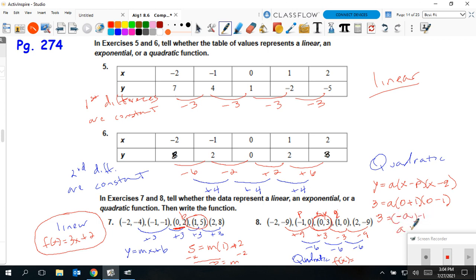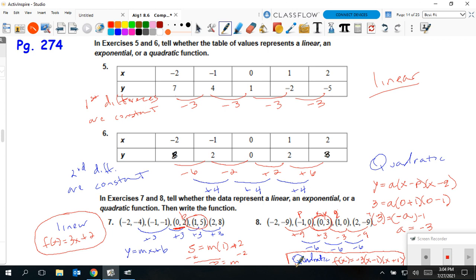That leaves you now with a is equal to, multiplying this by negative 1, it gives you negative 3. So our a is negative 3, so we start off with that, negative 3 times x minus 1 and x plus 1. You could have put x plus 1, x minus 1, that doesn't make any difference. But that's our quadratic function right there written out.